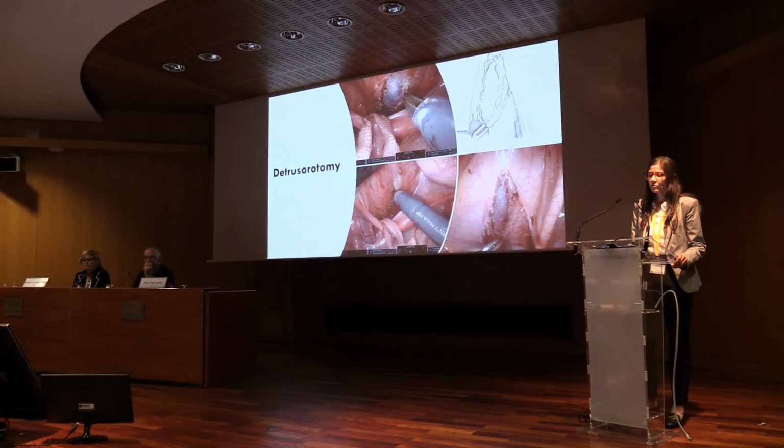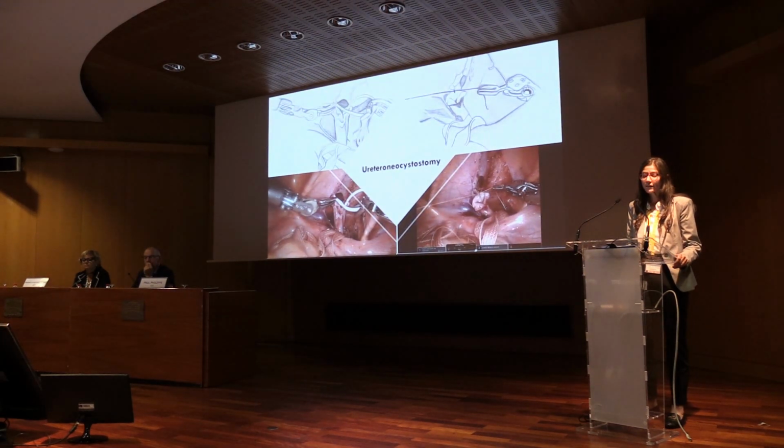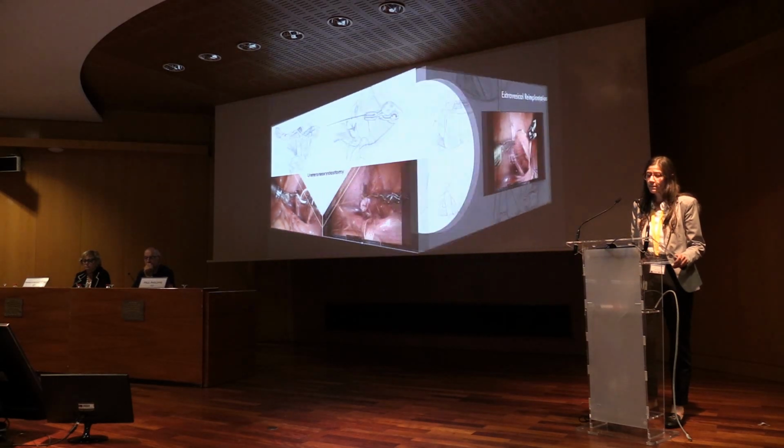Then the detrusor muscle is incised in a layered fashion until the bladder mucosa is seen pouching out to create flaps for ureteral tunneling. And in dismembered cases, a ureterocystostomy anastomosis is created, ensuring that the double J stent is inserted into the bladder before completing the anastomosis.